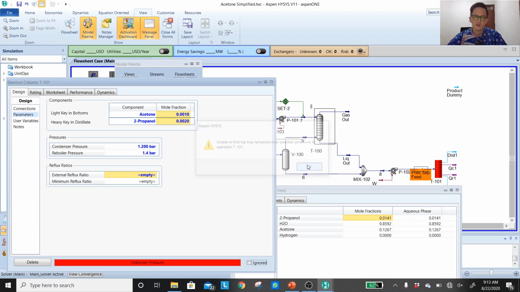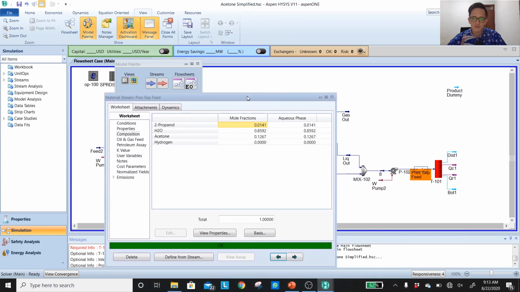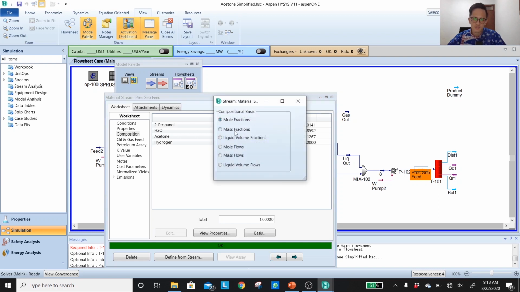Okay, and if we look at the material stream, what is the light component? The light component would be acetone. Okay, water is heavy, so that may not be the problem. Propanol is heavy and it's actually quite small. Okay, how about hydrogen? It seems that we don't have any hydrogen anymore, but be careful because it is expressed in mole fraction. What happens now if I change it to my mole flow?